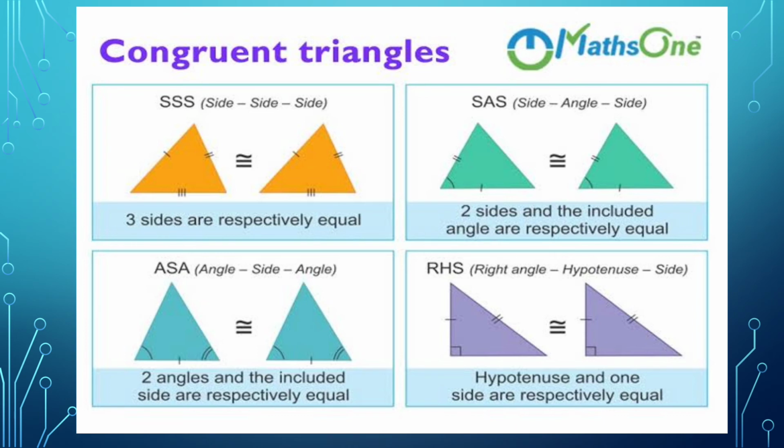So these are the properties of congruence. The first is SSS, the second is SAS, the third is ASA, and the fourth is RHS. Using these properties, we will see two sums in the upcoming slides.